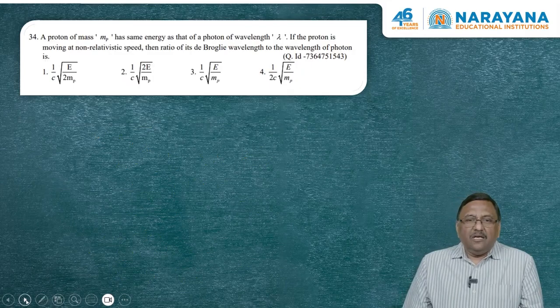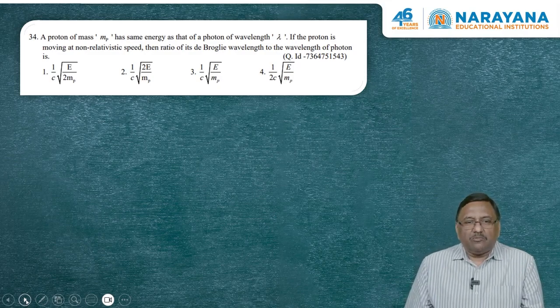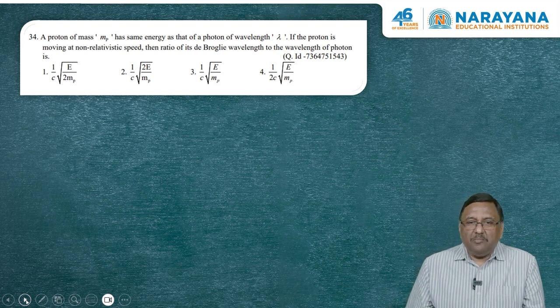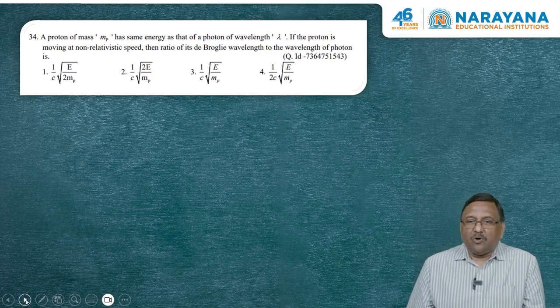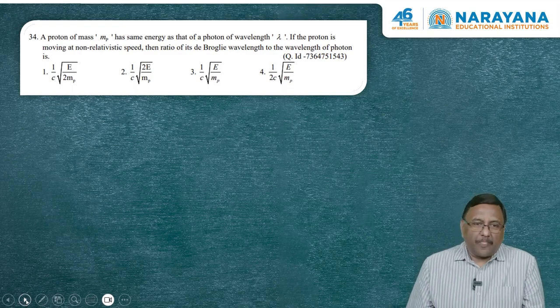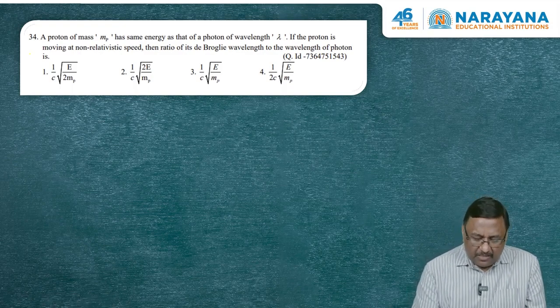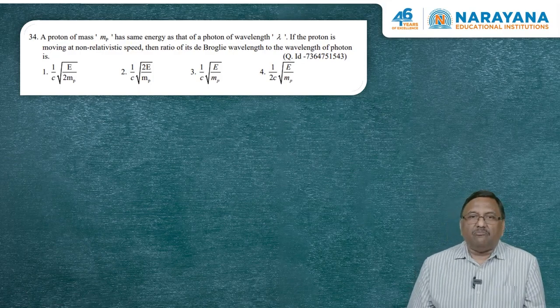This question is again based on de Broglie's wavelength. You read the question: a proton of mass mp has the same energy as that of a photon of wavelength lambda. If the proton is moving at non-relativistic speed, then the ratio of its de Broglie wavelength to the wavelength of the photon, he is asking. But what is given, he is saying a proton of mass mp has the same energy as that of the photon of wavelength lambda.